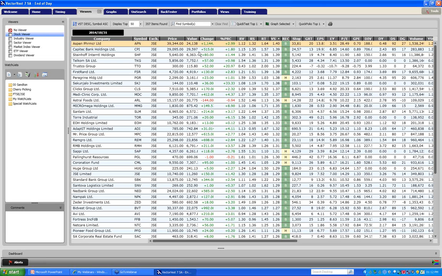And up 5 Rand 15 on Friday. Now, a really important number is relative value.